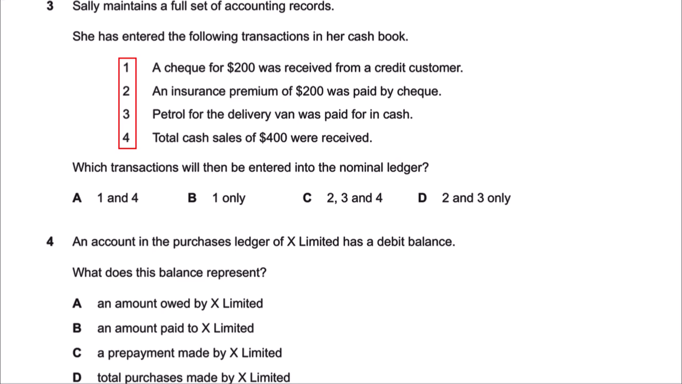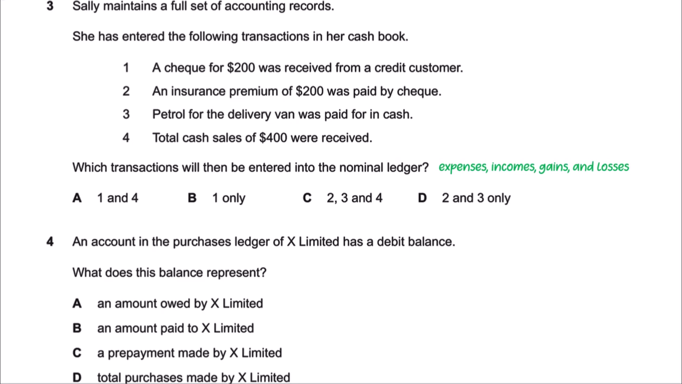If you recall, you will remember that the nominal ledger contains expenses, incomes, gains, and losses. I think I have been able to explain this to you, right? Let's analyze the transactions one by one.